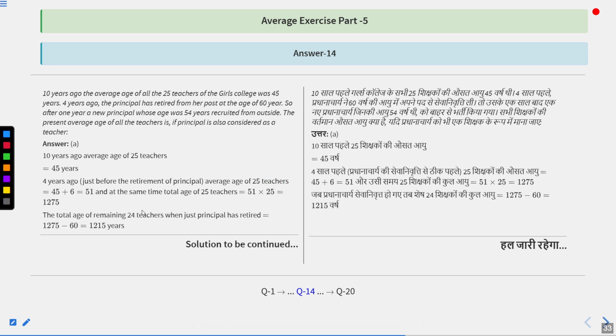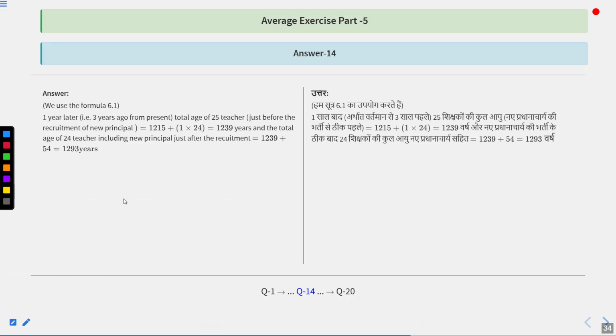Now, the total age of the remaining 24 teachers when the principal has retired. So we subtract the age of the principal. So 1275 minus 60, which becomes 1215 years. Okay, solution to be continued. Now, 1 year later, that is 3 years ago from the present, the total age of 25 teachers just before the recruitment of the new principal is 1215 plus 24 multiplying by 1, so it becomes 1239 years.